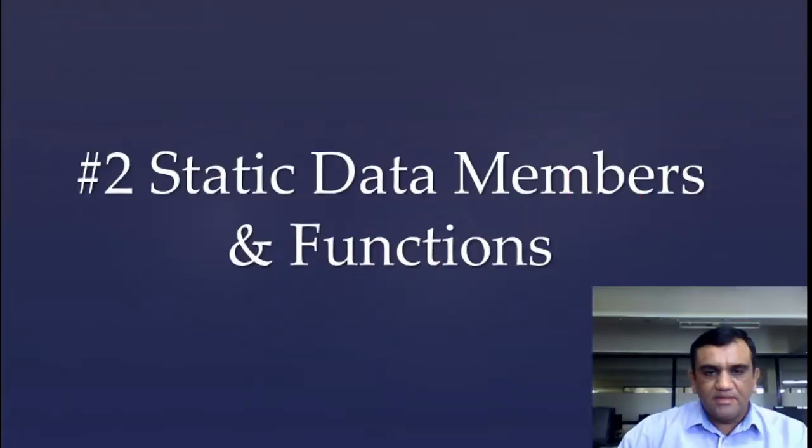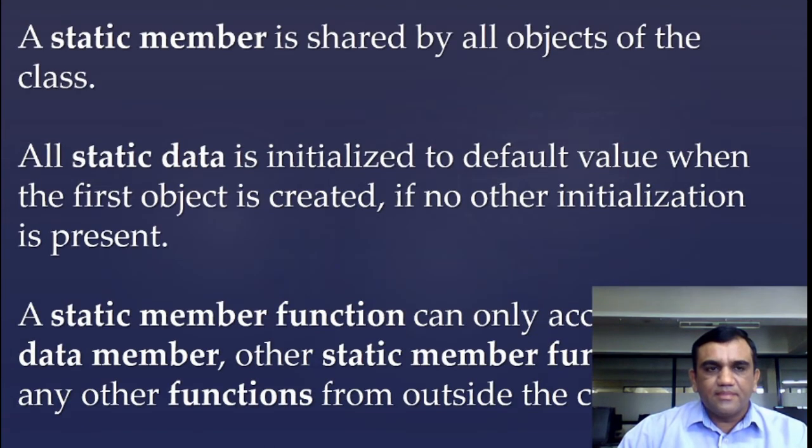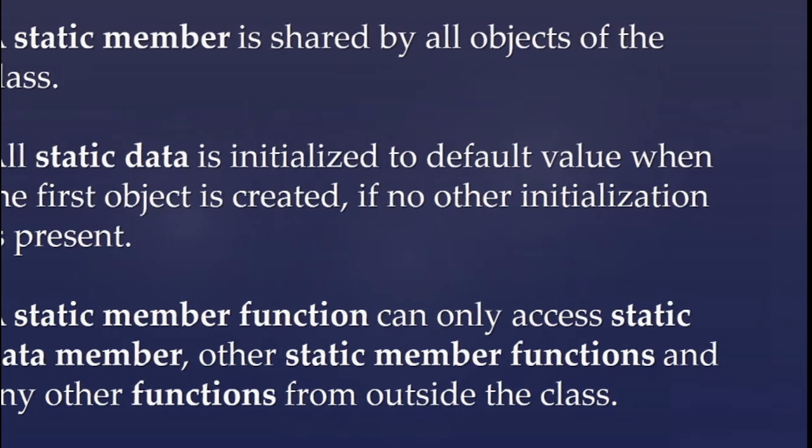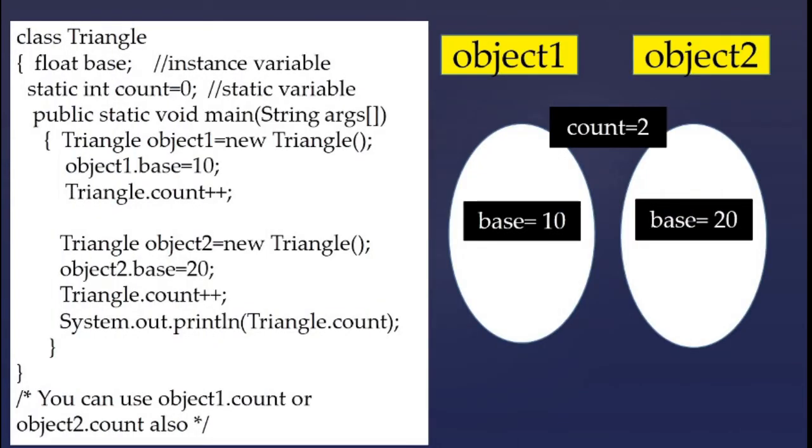Now let us see exactly the static data member and the function. The static member is shared by all the objects of the class. All the static data is initialized to a default value when the first object is created, if no other initialization is present. A static member function can only access static data members, other static member functions, and other functions from outside the class. Here we have one diagram that will help you understand exactly how the static variable can be used.